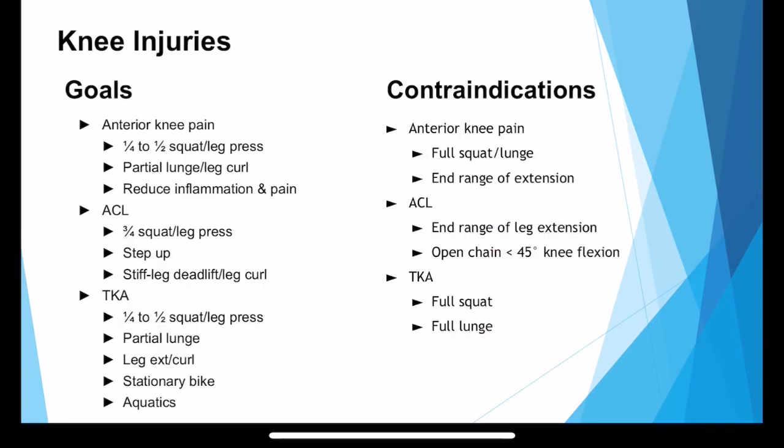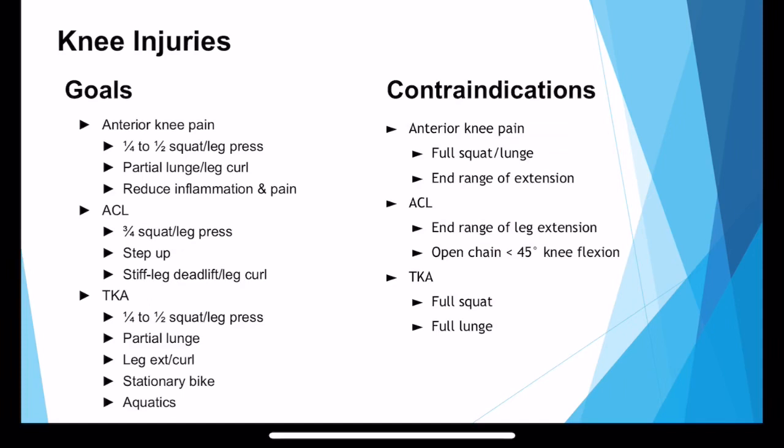Some goals that we have for these injuries, remember that the goals are the indications as well. So with an anterior knee pain client, we can allow them to do a fourth or a half squat or leg press, a partial lunge, or a leg curl. Remember, we're going to reduce inflammation and pain. Contraindication for anterior knee pain is a full squat and a full lunge and going to the end range of extension.